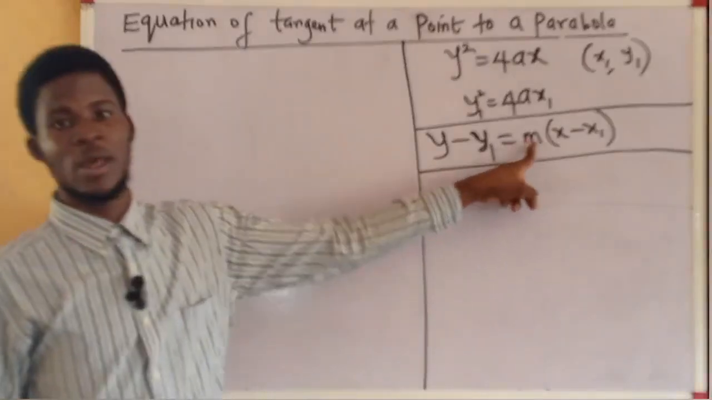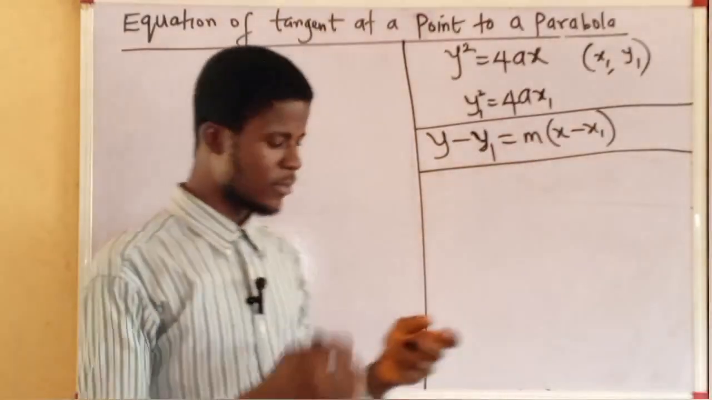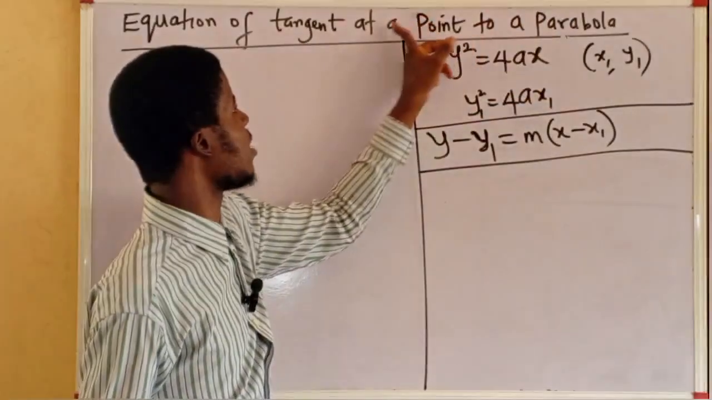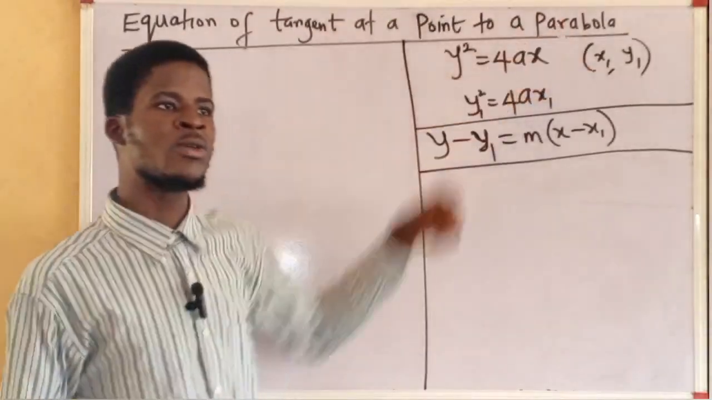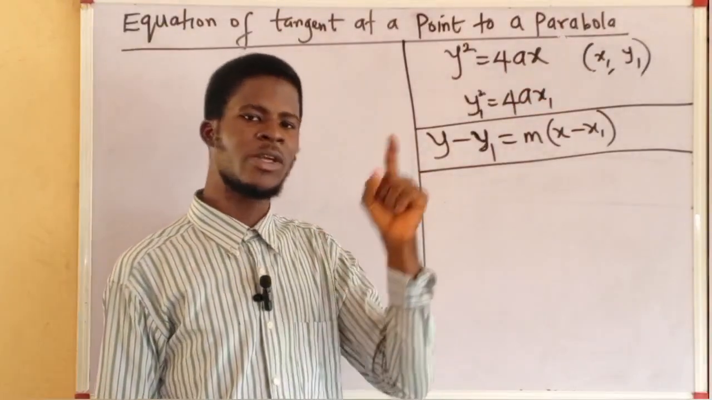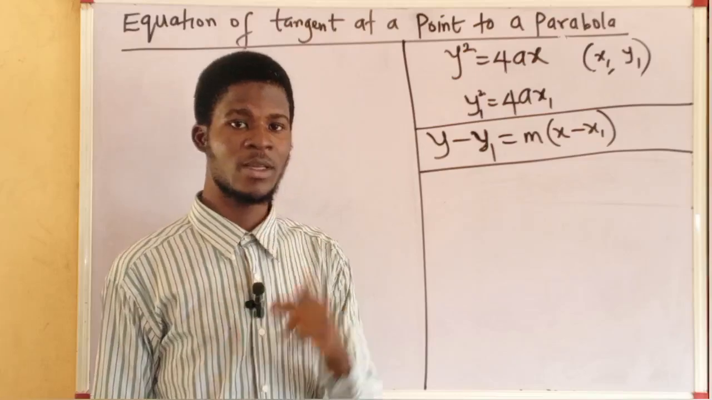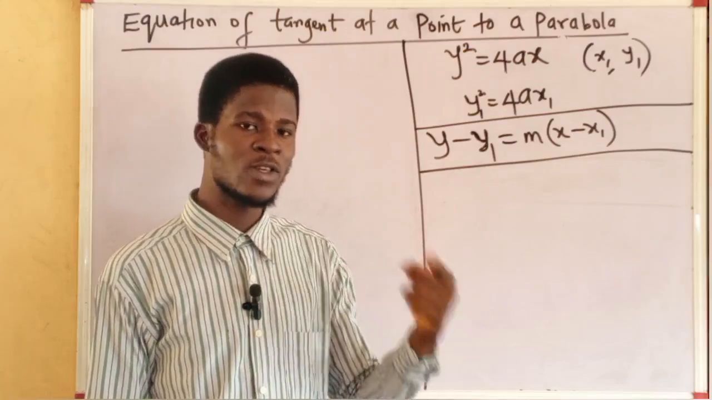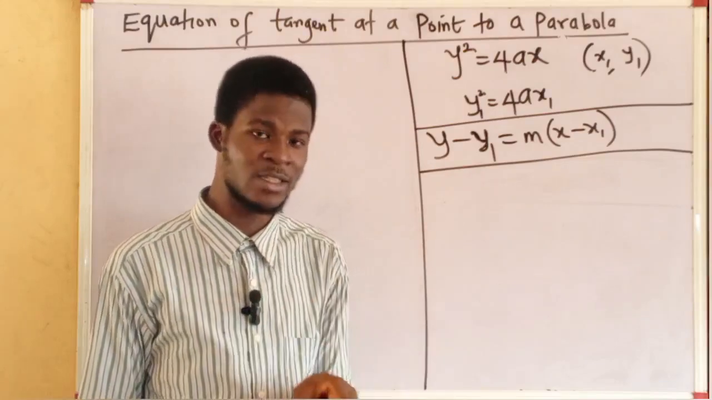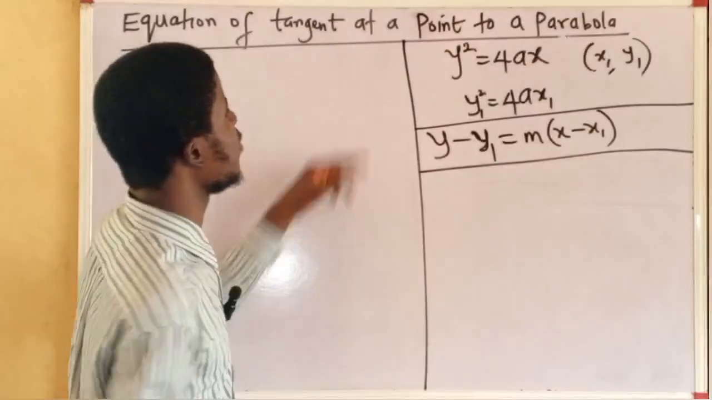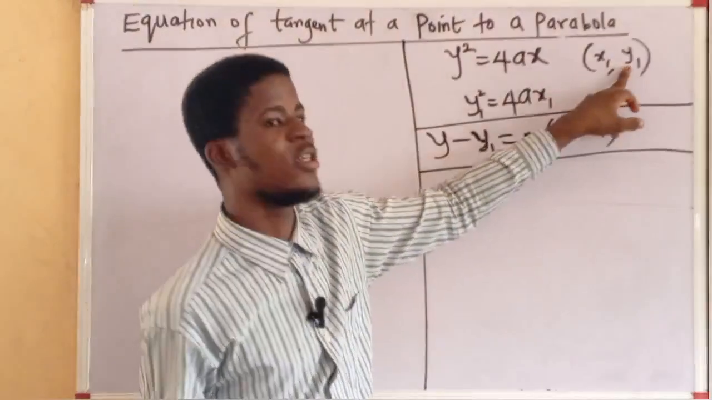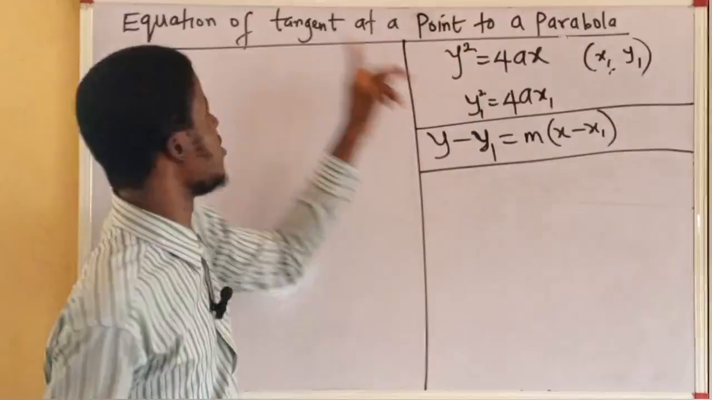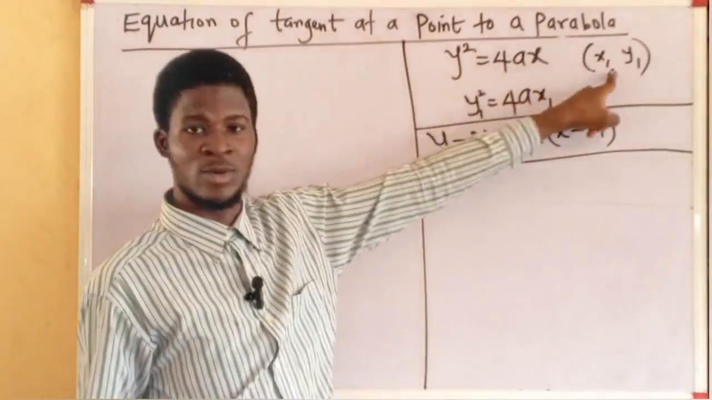What is m? m is the gradient. Now, listen. The tangent is at a point to this parabola. So the principle is that the gradient of a curve, and a parabola is a curve, at a particular point is equal to the gradient of a tangent to the curve at that same point. So the gradient of the parabola at this point is equal to the gradient of the tangent at this same point.